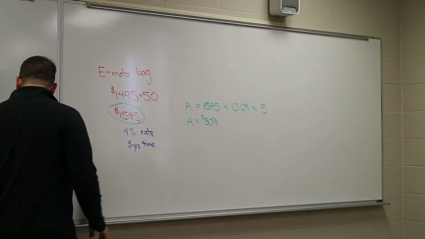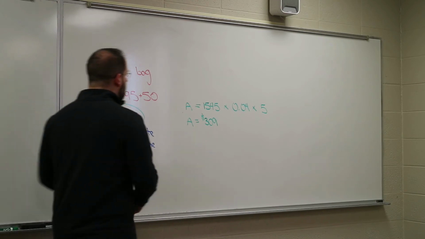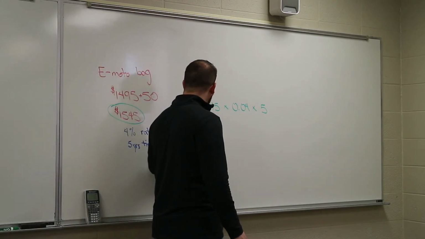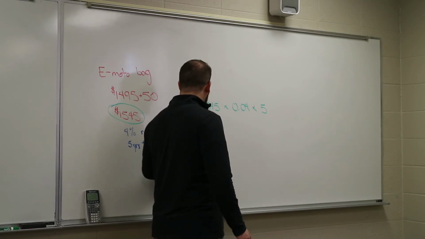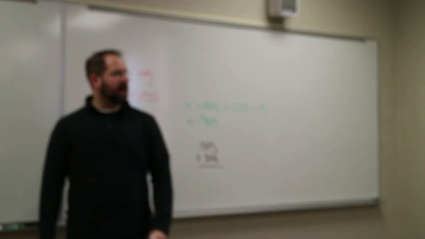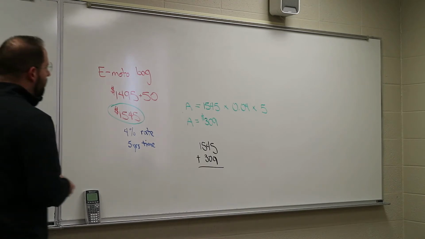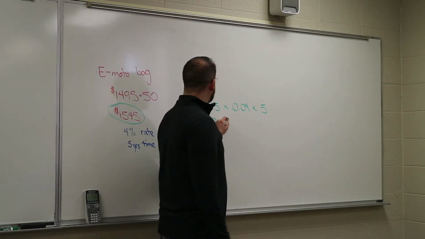Okay, so to find your total, we're still on Eric here. You got to take your 1545 and add your 309 on. What does it say in your calculator? This is the fee that the bank was charging you. It's your interest fee.